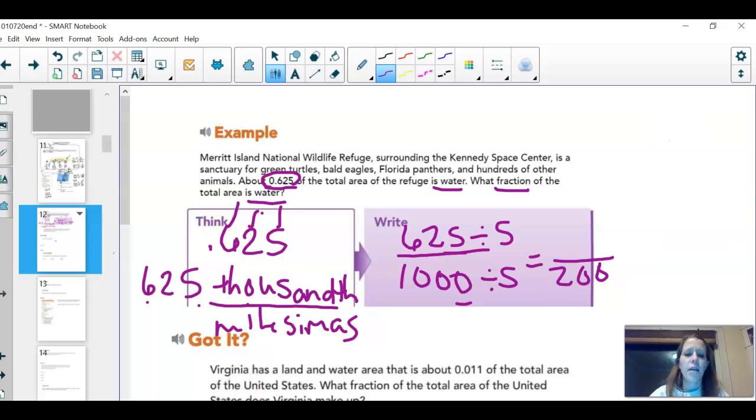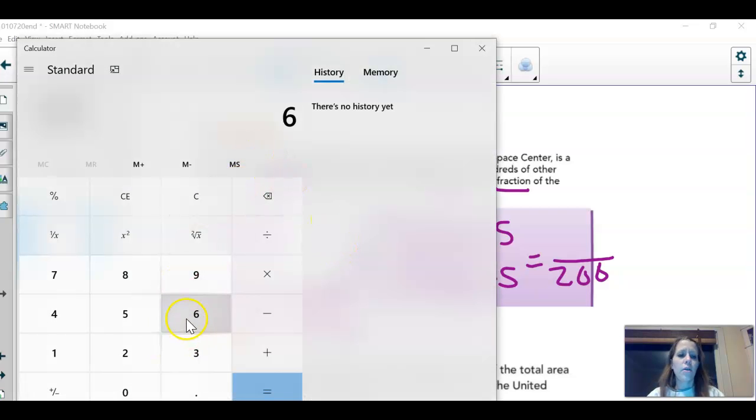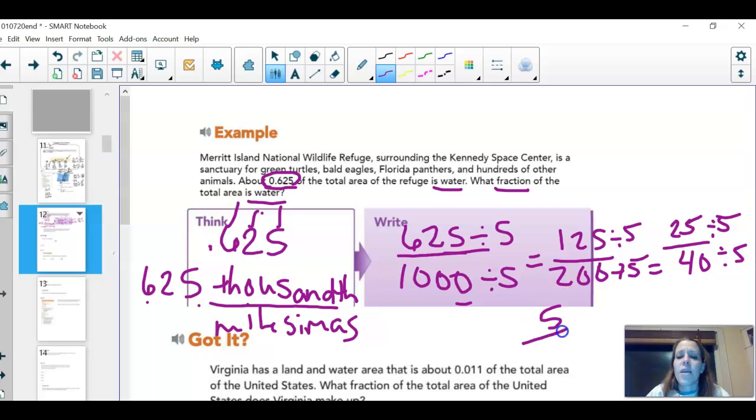Now I'm going to go ahead and do the other one. 625 divided by 5 equals 125. Oh look, I can divide them by 5 again. Okay, so 200 divided by 5 is going to give me 40. 125 divided by 5 is 25. Oh, look, I can divide them again. So that gave me 5/8.